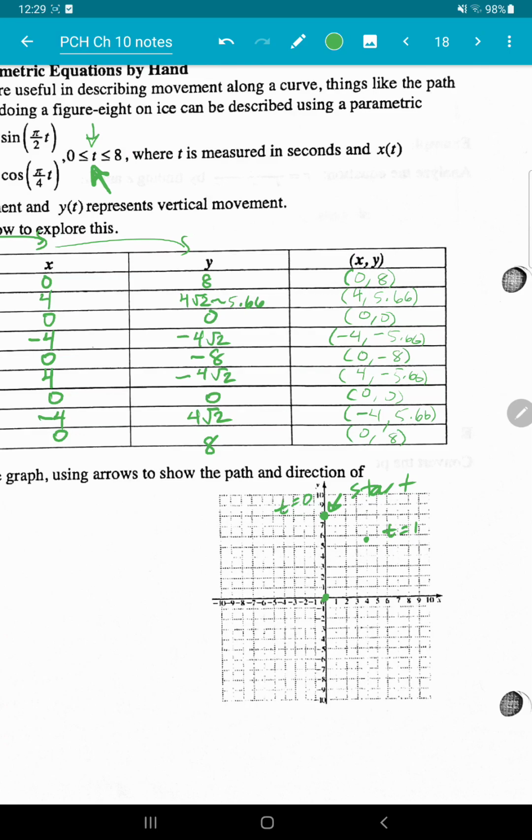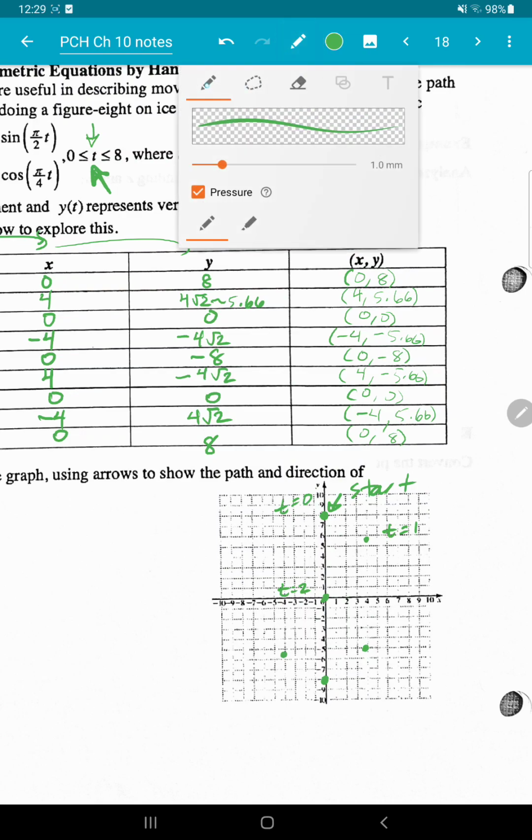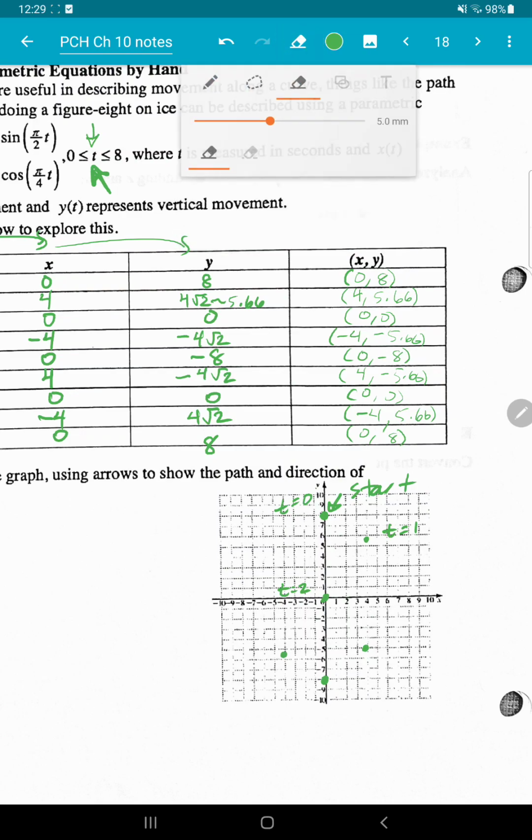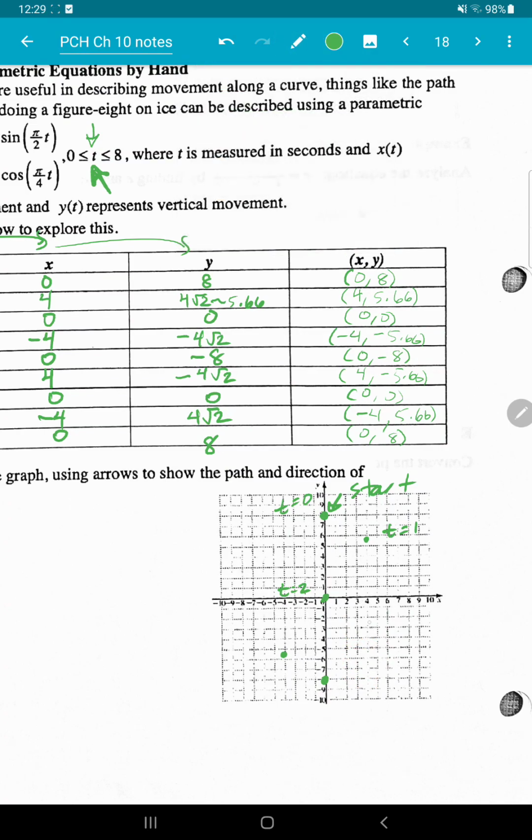Then we'll go to 0, 0. This is t equals 2. Then we'll go to negative 4, negative 5.66. That's t equals 3. Then 0, negative 8. 4, negative 5.66. Oops. Negative 5.66 right here. 0, 0, negative 4, 5.66.